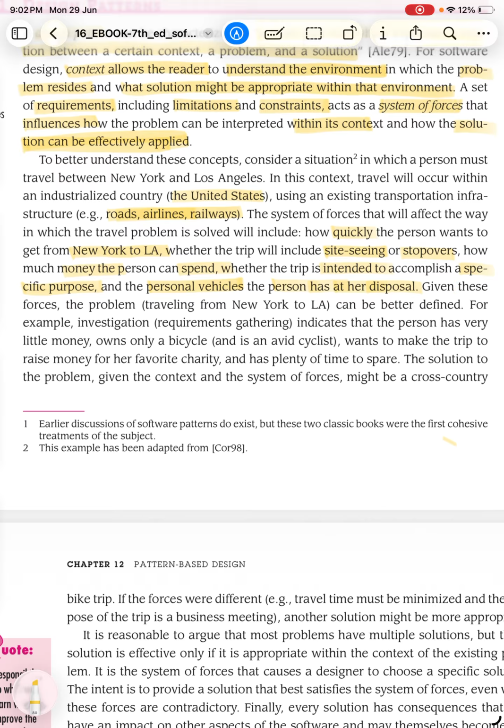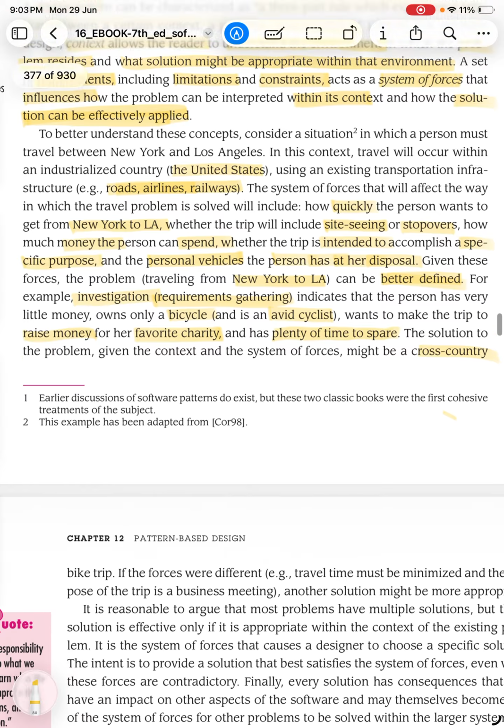Given these forces, the problem of traveling from New York to LA can be better defined. For example, investigation and requirements gathering indicates that the person has very little money, owns only a bicycle, is an avid cyclist, and wants to make the trip to raise money for her favorite charity and has plenty of time to spare. The solution to the problem, given the context and the system of forces, might be a cross country bike trip.